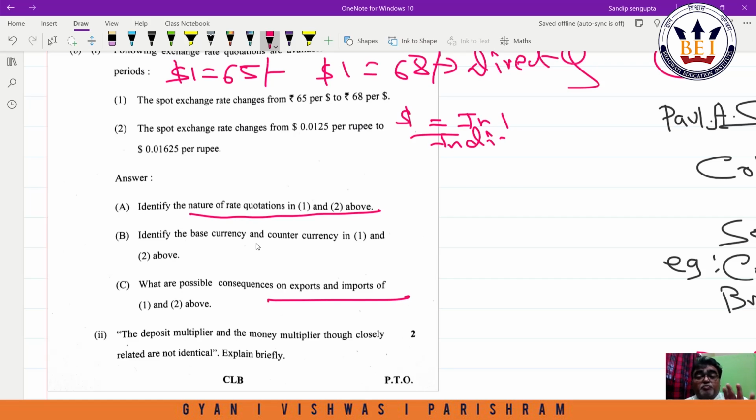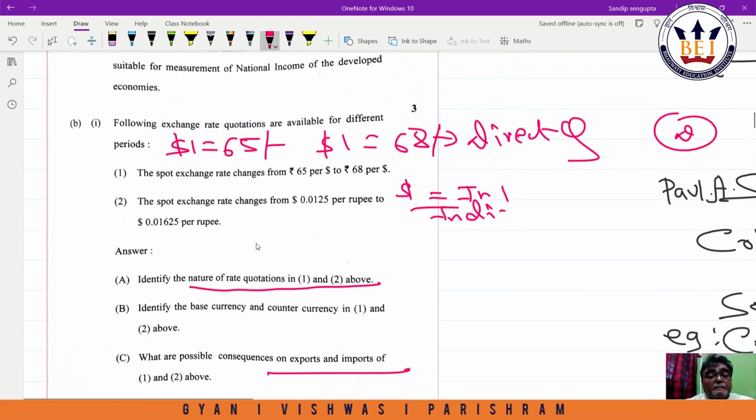Consequence. Simple, common sense. Initially I used to take a $5 product from the USA, import. Now when the rupee against the dollar is increased, it means the value of the rupee is depreciated, and I have to put more money for import. The import becomes dearer or costlier. On the other hand, export becomes cheaper. That we will explain. Listen carefully.